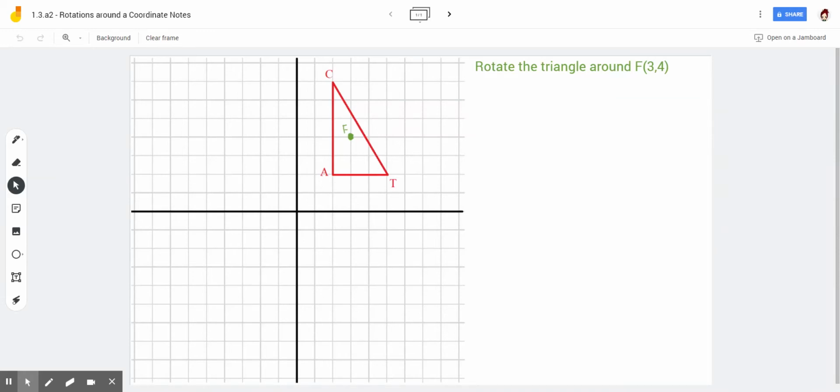Hey, sunshines. So we are going to rotate a triangle around a point that is not the origin. The way we do this is really just to pretend that point F is the origin.